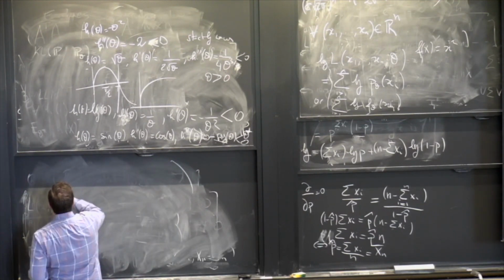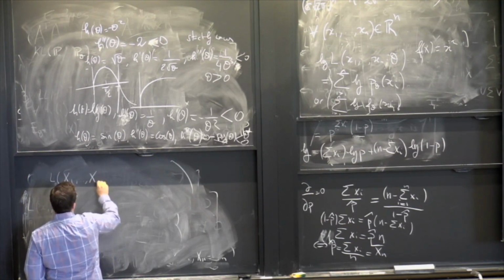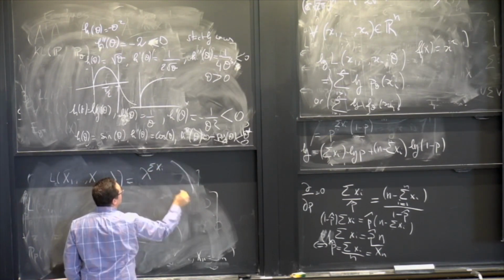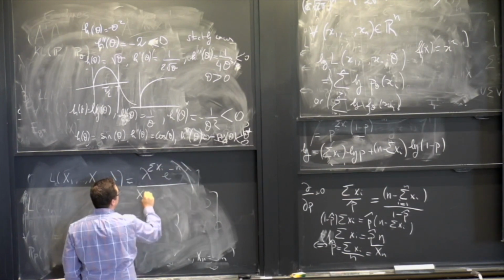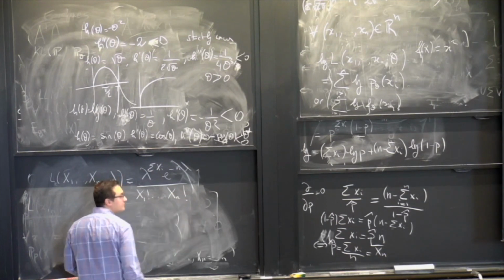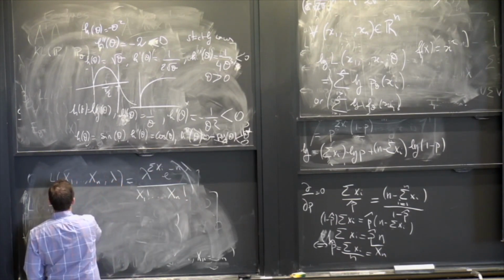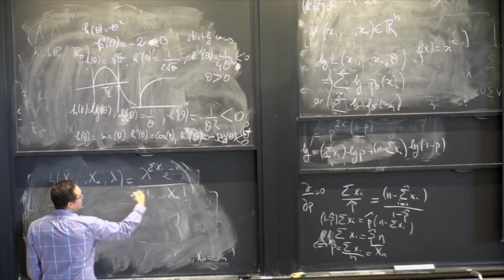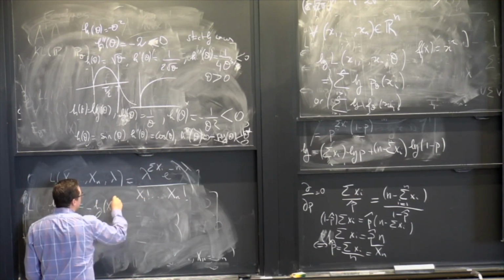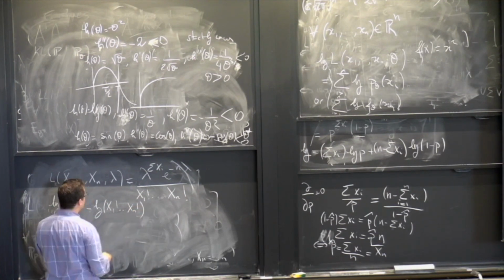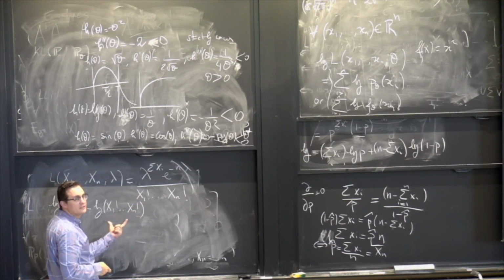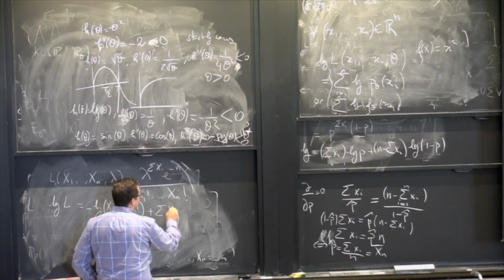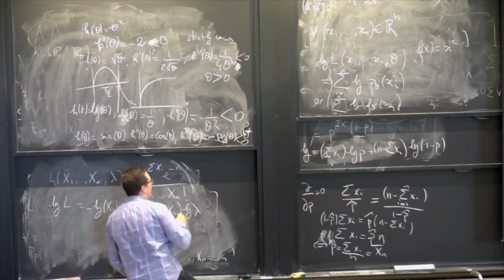So Poisson, the likelihood in x1, ..., xn and lambda was equal to lambda to the sum of the xi's, e to the minus n lambda, divided by x1 factorial all the way to xn factorial. So now let me take the log likelihood. So that's going to be equal to what? Minus log of x1 factorial all the way to xn factorial. That's a constant with respect to lambda, so when I take the derivative, it's going to go. Then I'm going to have plus sum of the xi's times log lambda, and then minus n lambda.